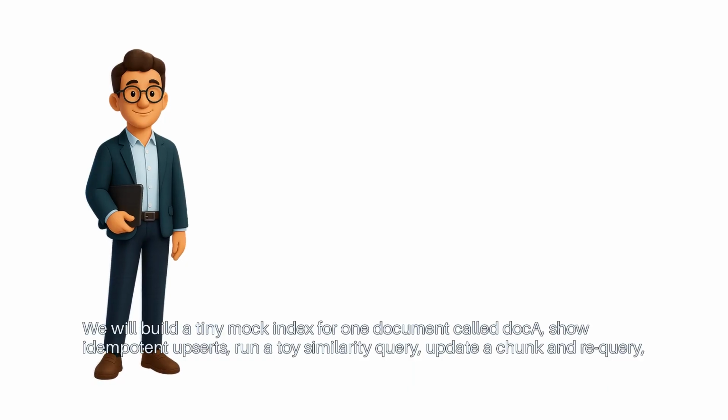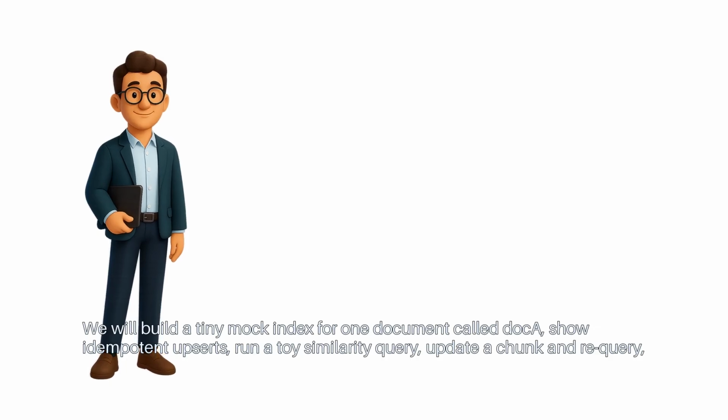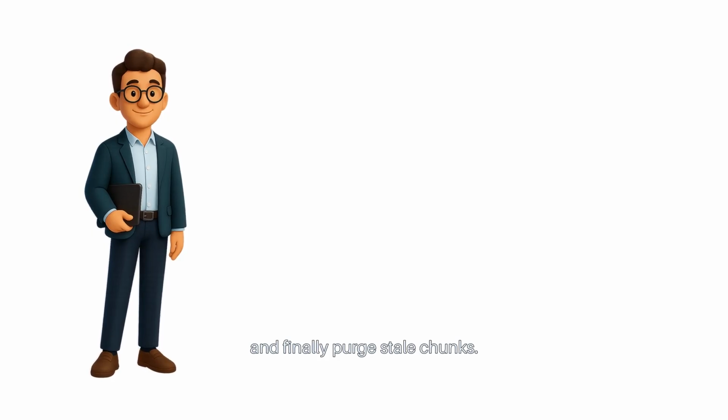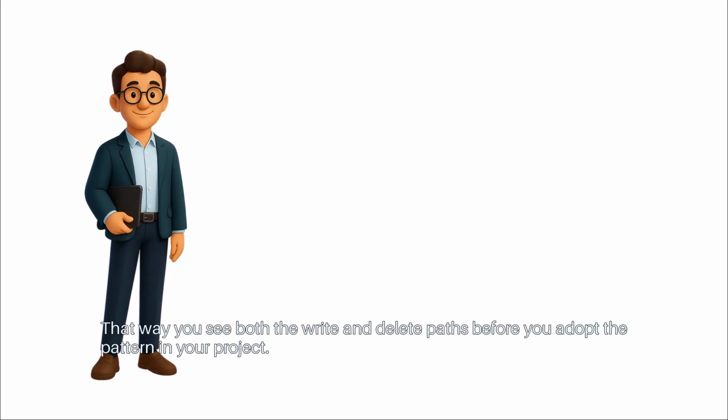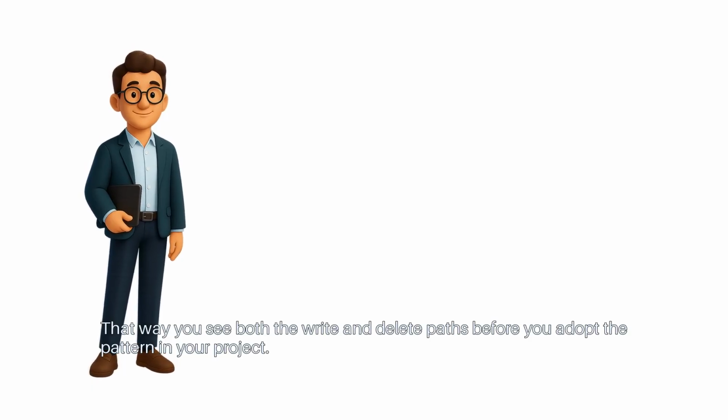We will build a tiny mock index for one document called doc.a. Show idempotent upserts. Run a toy similarity query. Update a chunk and requery, and finally purge stale chunks. That way, you see both the write and delete paths before you adopt the pattern in your project.